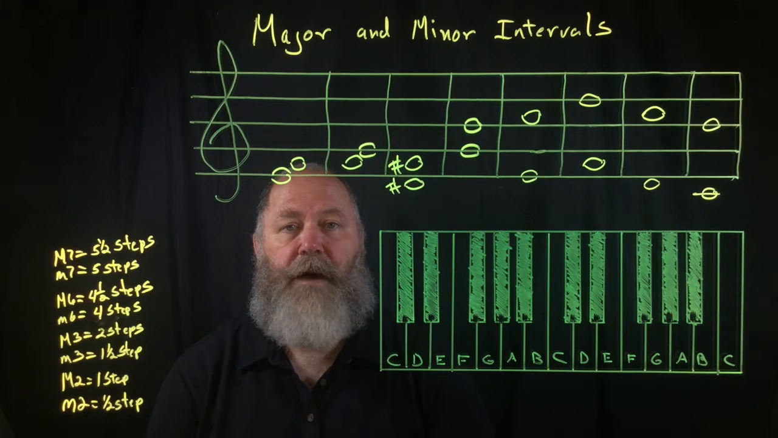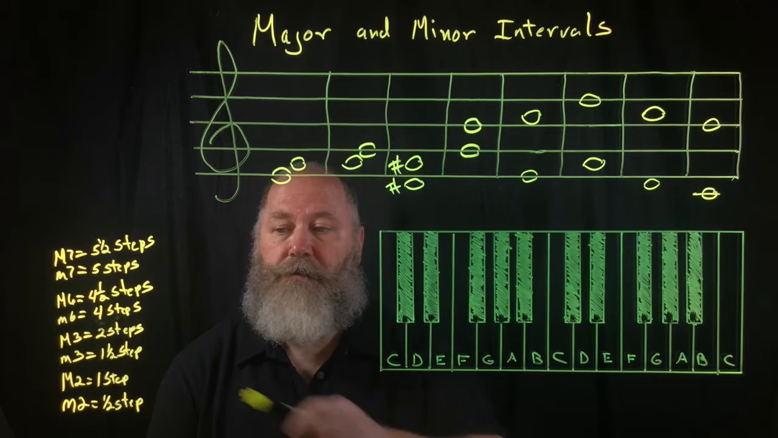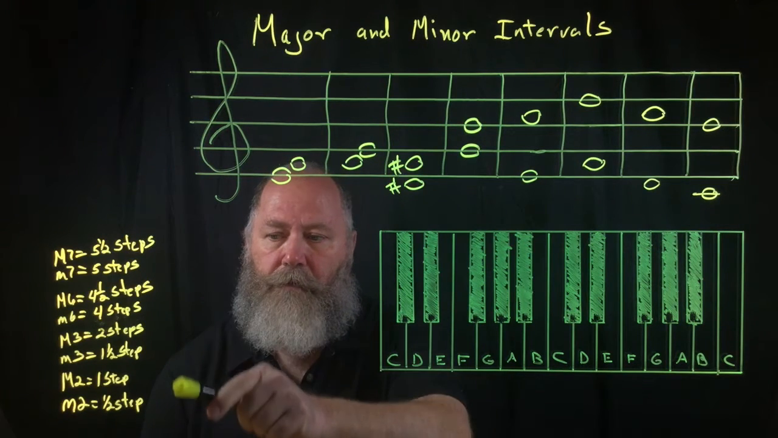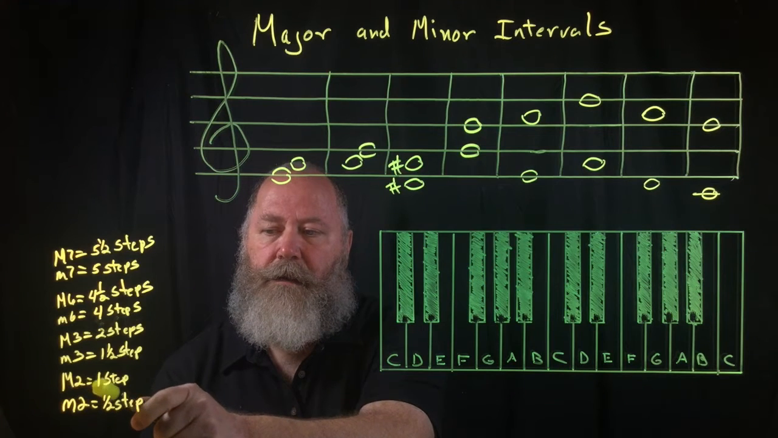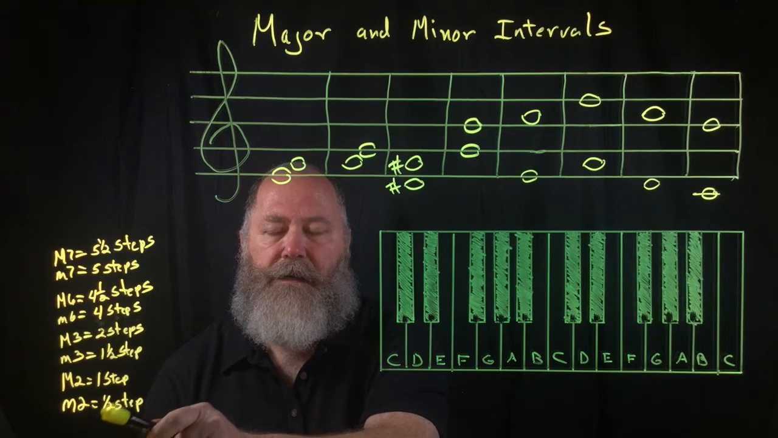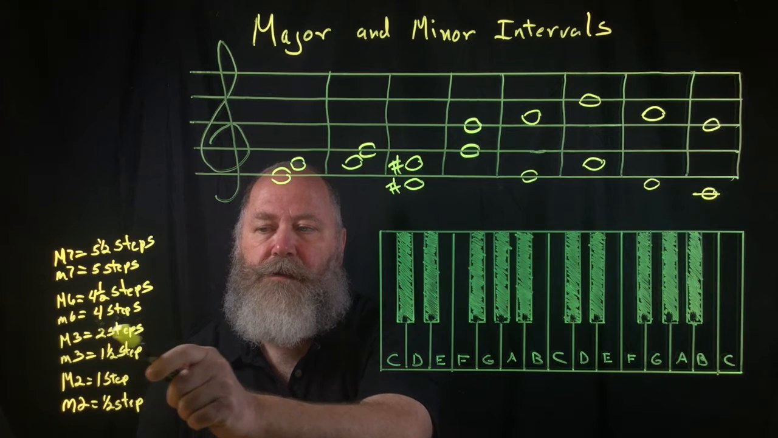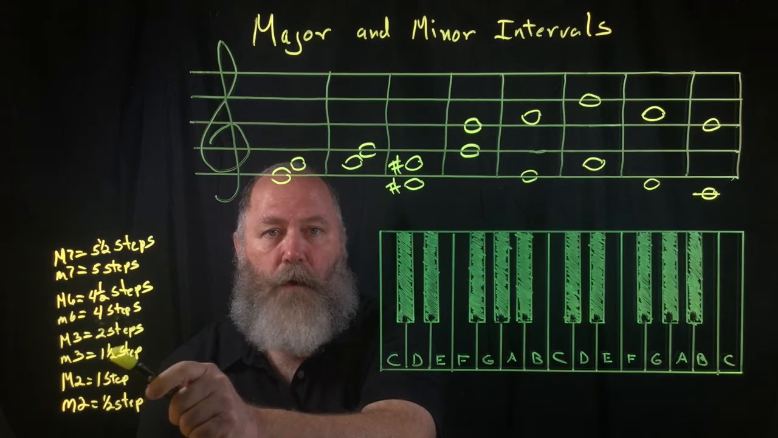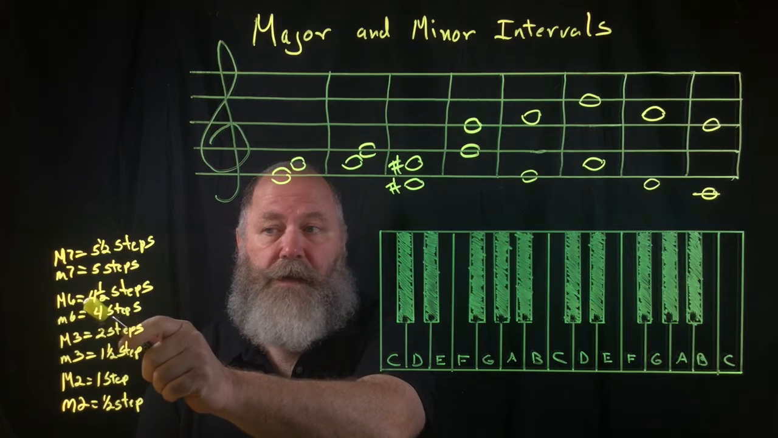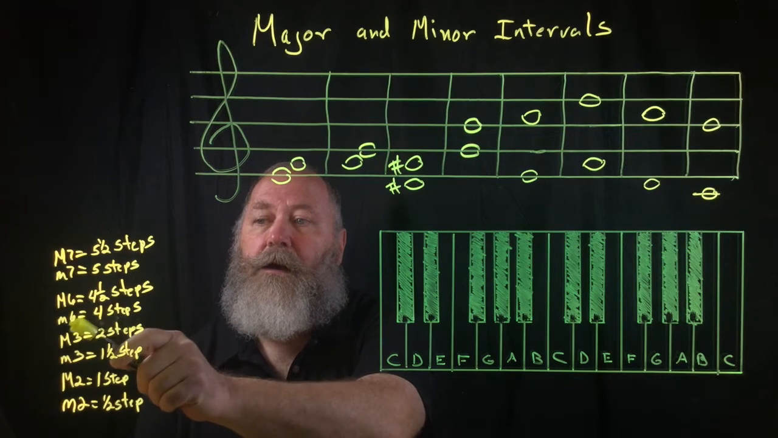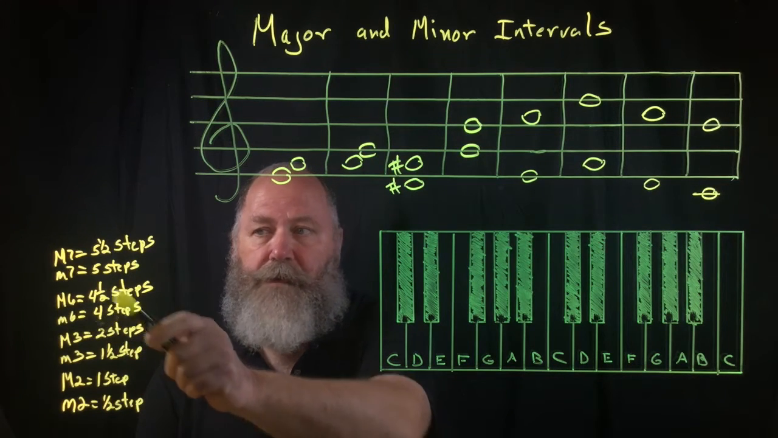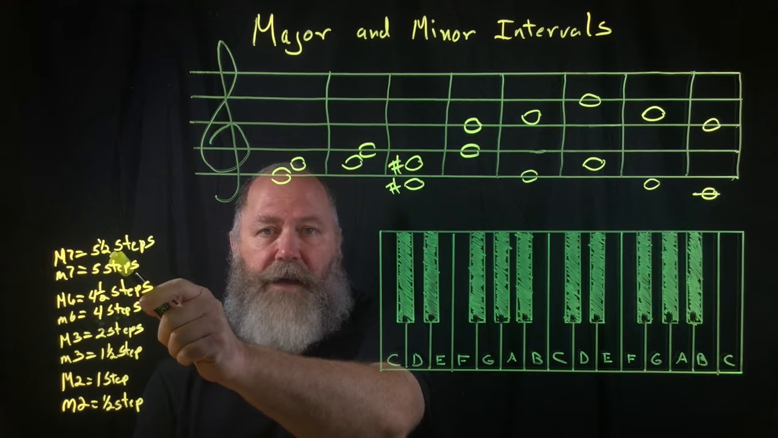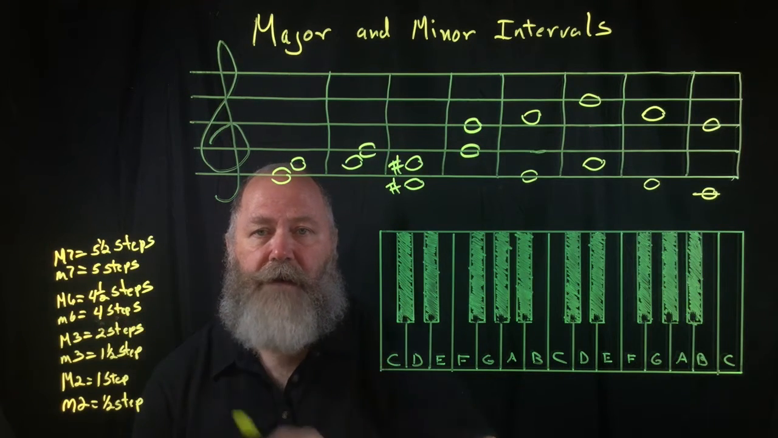This video is about major and minor intervals. Minor intervals are a half step smaller than major intervals, and we can see that when we look over here. A major second is 1 step, a minor second is a half step. A major third is 2 steps, a minor third is 1.5 steps. A major sixth is 4.5 steps, a minor sixth is 4 steps. A major seventh, 5.5 steps, a minor seventh, 5 steps.